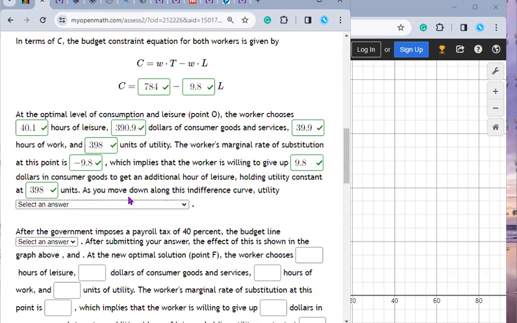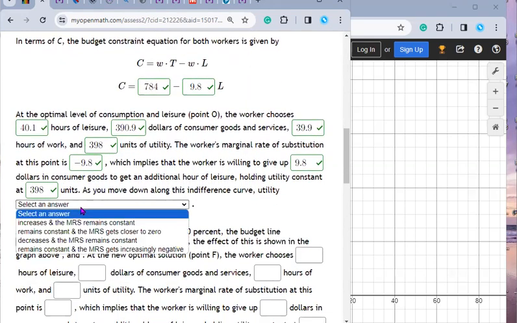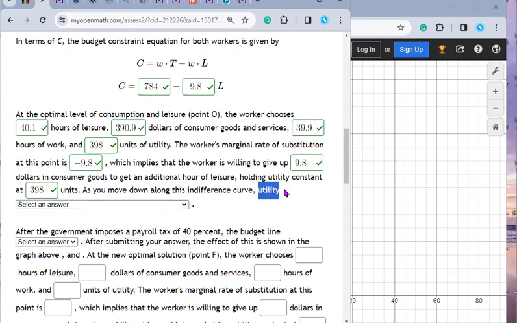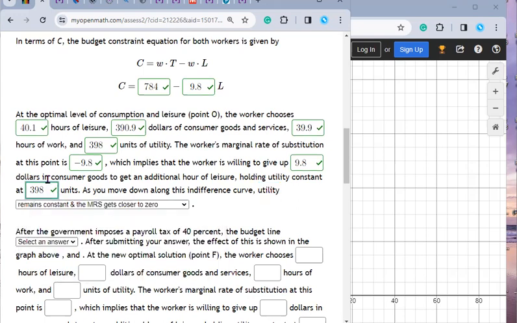Okay, so as you move up or as you move down along the indifference curve, the slope of the line gets closer to 0, but the utility is being held constant at 398. So utility remains constant, and the marginal rate of substitution gets closer to 0, right?